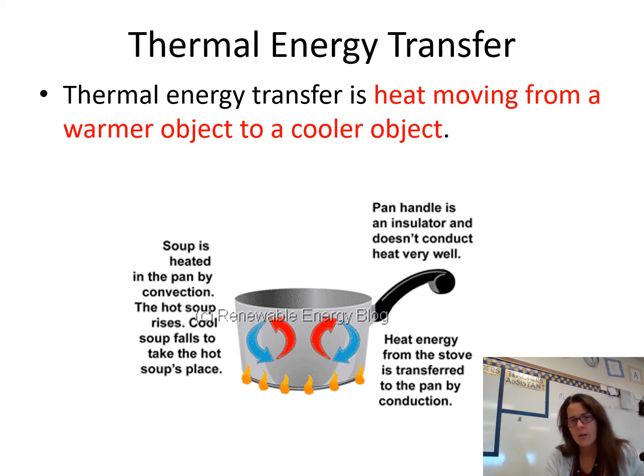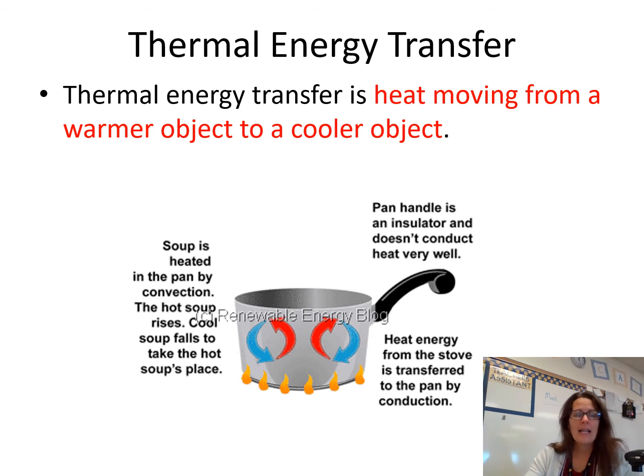So here we've got a picture of a pot with some water in it. It says soup. I'm sorry, it's not water, it's soup. So soup is heated in the pan by convection. The hot soup rises, the cool soup falls to take the hot soup's place. Kind of makes sense, right? So here we've got those circular convection currents happening. The fire is down here below. It heats the soup closest to it.